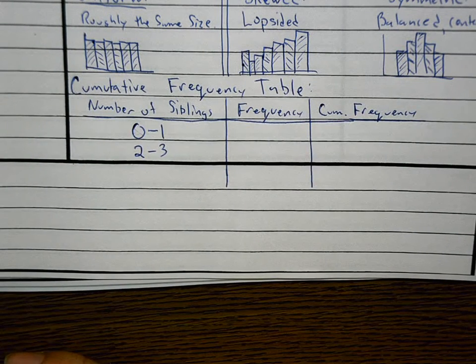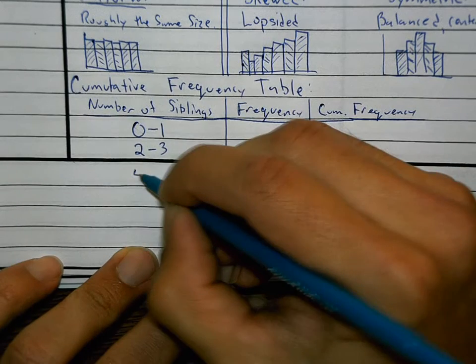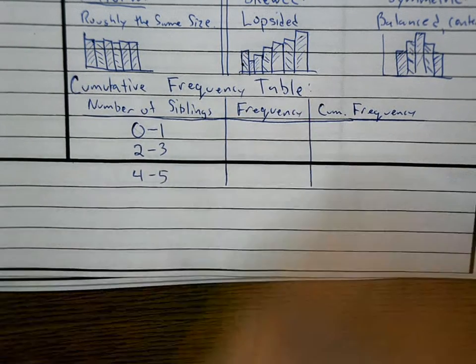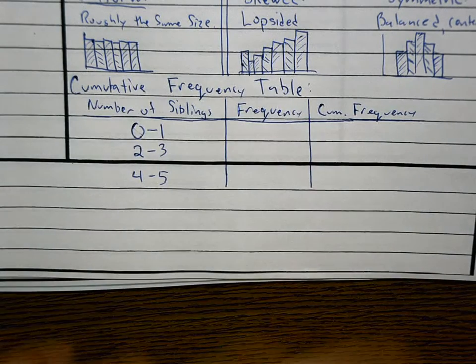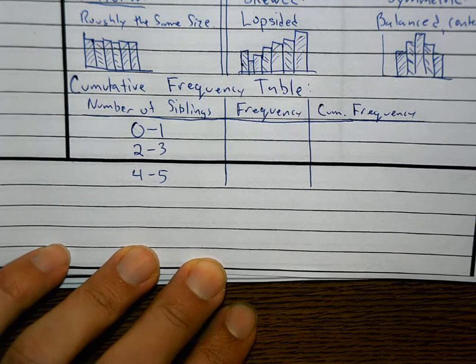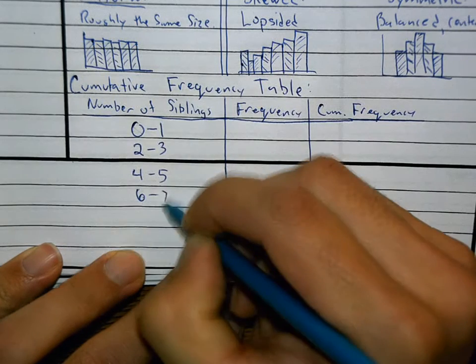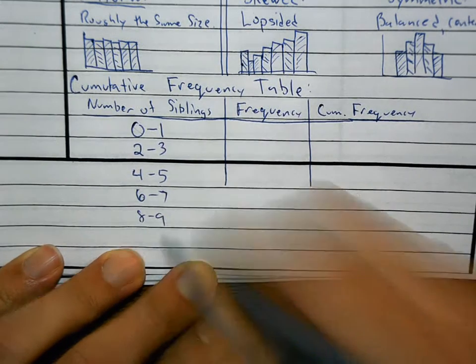I'm curious, anybody have 4 or more siblings or step-siblings? Thank you. Do you have more than 5? Keep going. How many? I have 8. Oh, okay. Let's see. We'll just go like this. 6, 7, 8, 9. Okay? We're going to catch up to Cassie.